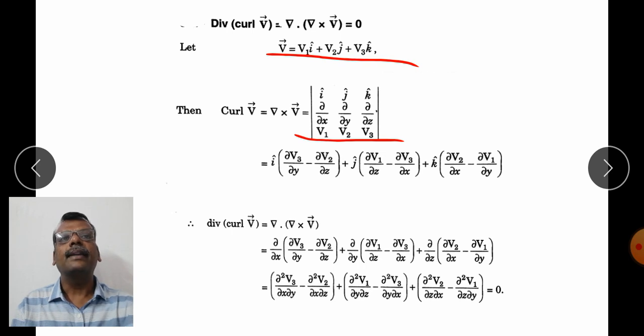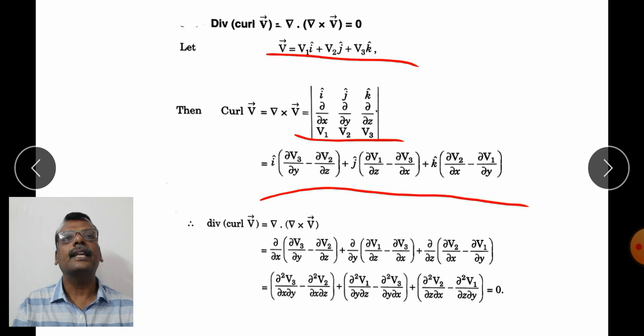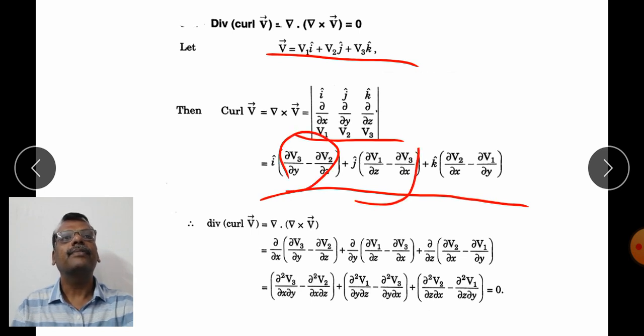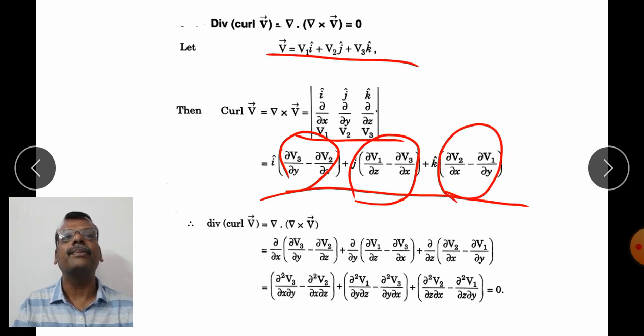Expanding this determinant and taking the partial derivatives, we get i into dou v3 by dou y minus dou v2 by dou z, plus j into dou v1 by dou z minus dou v3 by dou x, plus k into dou v2 by dou x minus dou v1 by dou y. This is nothing but f1, this is f2 and this is f3 here. Now again we have to find the div of curl v bar. Div of curl v bar means del dot of curl v bar, that is equal to dou f1 by dou x plus dou f2 by dou y plus dou f3 by dou z.